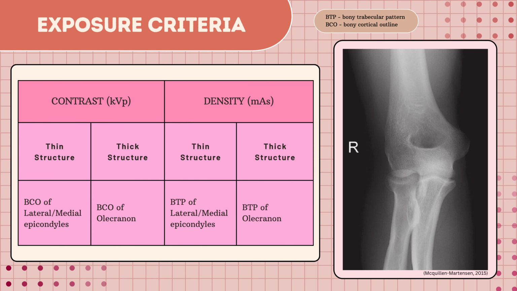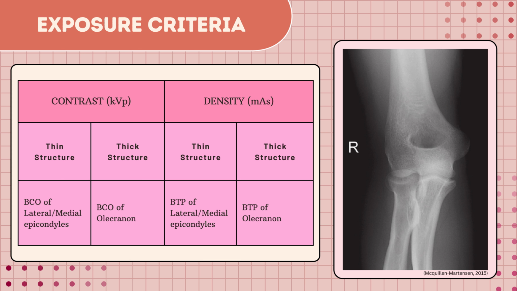Moving on with the exposure criteria, where we evaluate the contrast, kVp, and density, mAs, of the radiograph. For elbow radiographs, to evaluate the contrast, we see the thin structure, which is bony cortical outline, BCO, of lateral or medial epicondyles, and the thick structure, which is BCO of olecranon. To evaluate the density, we see the thin structure, which is bony trabecular pattern, BTP, of lateral or medial epicondyles, and the thick structure, which is BTP of olecranon.